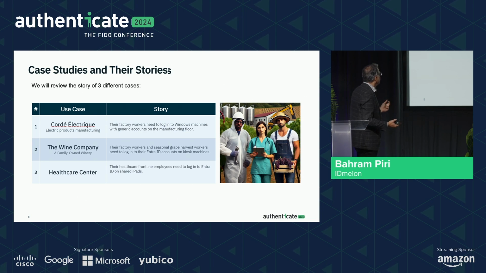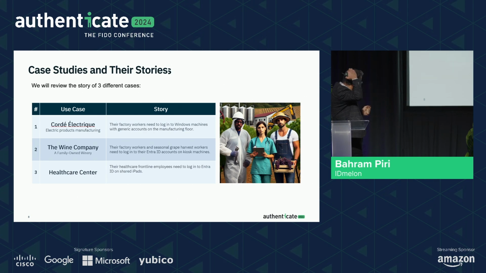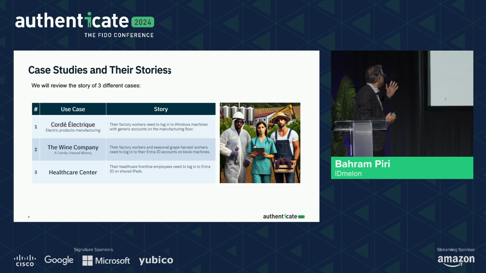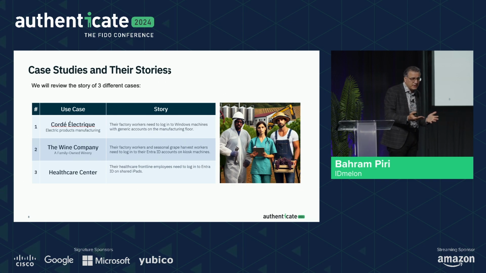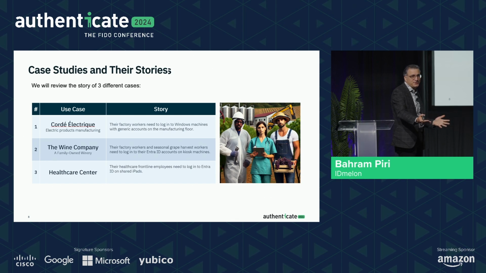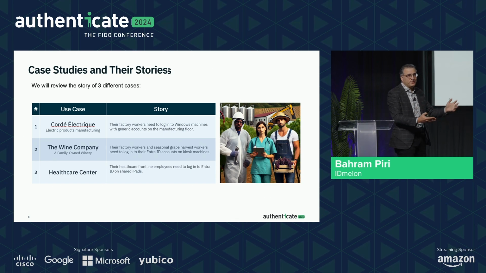The second one is a wine company. Unfortunately, I cannot reveal the name. It's a family-owned winery with some fixed factory workers and some seasonal factory workers. In this use case, they had about 800 seasonal workers who only come to pick grapes in the summer. Let's consider that you want to teach them how to use the FIDO security key and log into Entra ID, with a complex UI and so on.